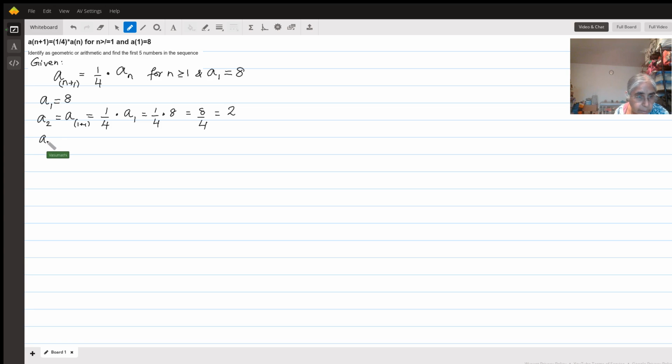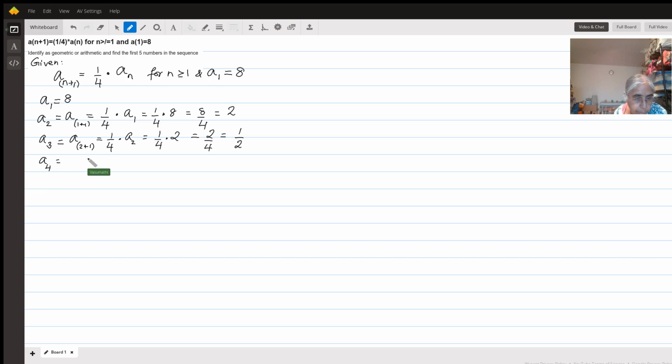Now let's find the third term. So for the third term, you have to take the previous term, which is the second term. So now you have the formula 1/4 multiplied by a sub 2. So this is 1/4 multiplied by, remember the second term we just calculated to be 2. So this is 2 over 4, and let's reduce it to its lowest form. This will be 1/2.